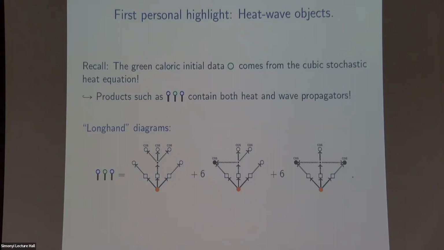Okay. Solid is which propagator, and dashed is which? Solid is wave, dashed is heat. And these kind of things are pairings, but that's not something that I discussed.